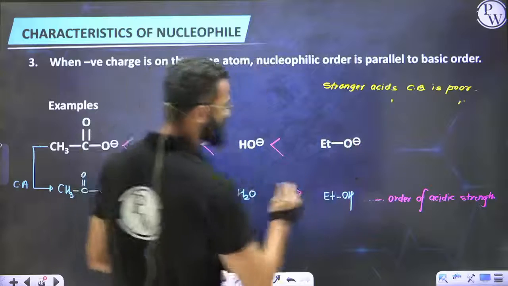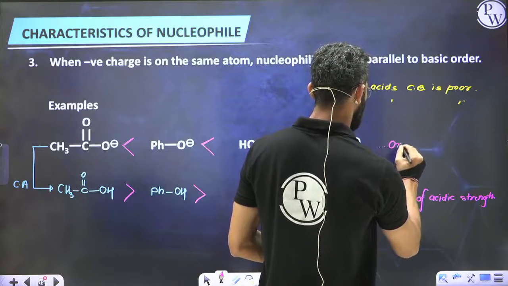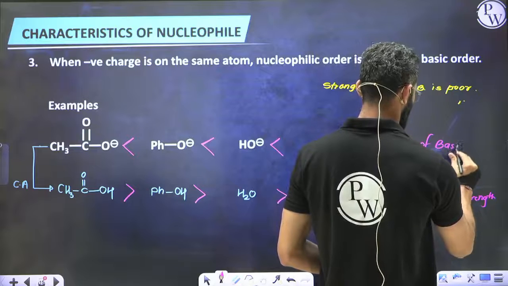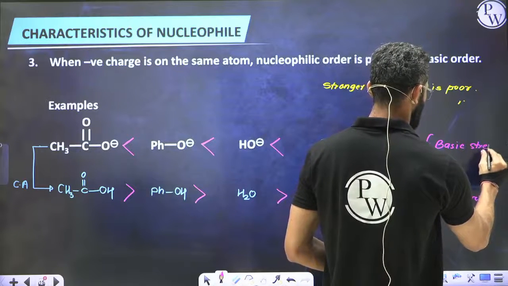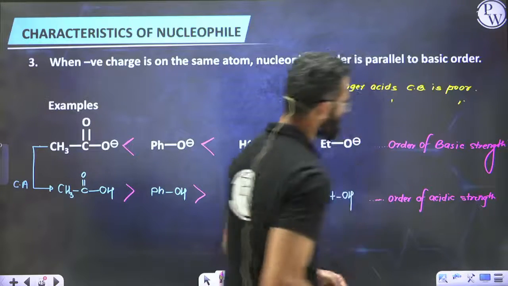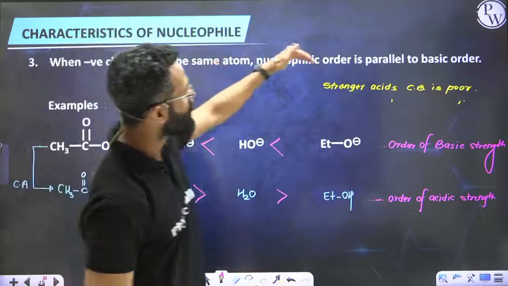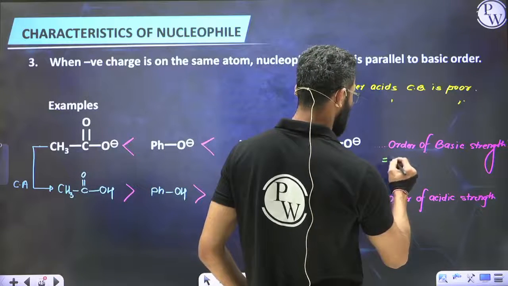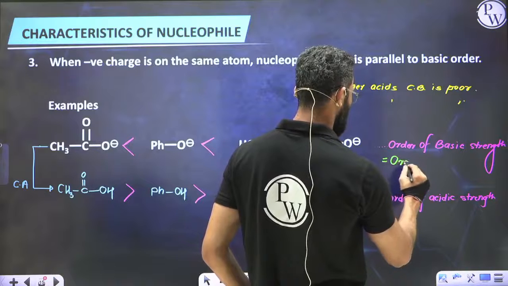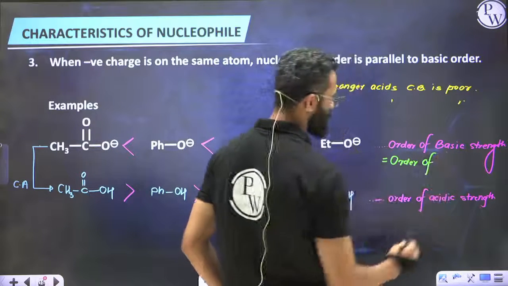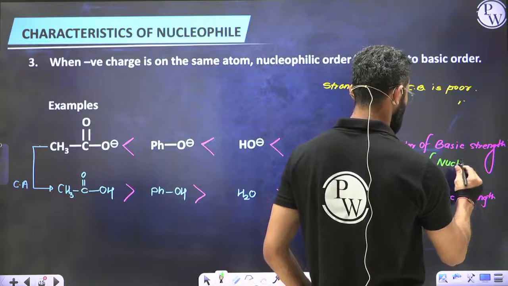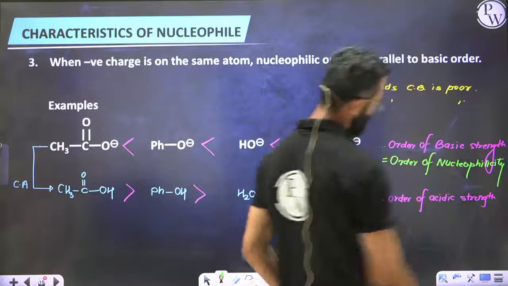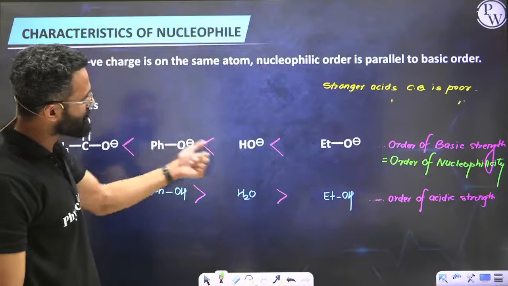And now once you know that this is the order of basic strength, then dear students, please recall what we have mentioned earlier. When the negative charge is on the same atom, the nucleophilic order is parallel to the basic order, meaning whatever the basic order is here, the same is going to be the nucleophilic order. So the order of basic strength is equal to the order of nucleophilicity. So what you see here as the order itself is the order of nucleophilicity.